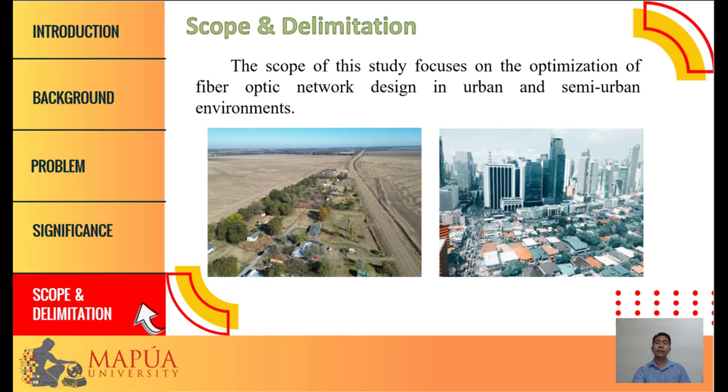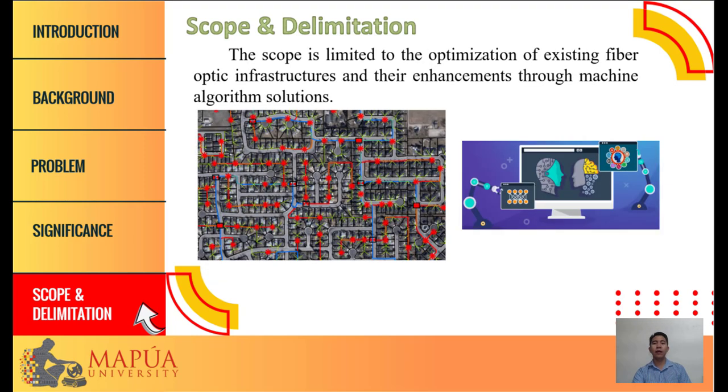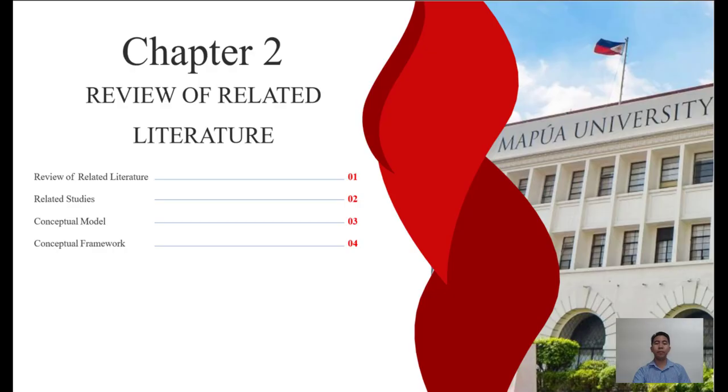This study centers on optimizing fiber network design in urban and semi-urban settings, where complex, dense node distributions present greater opportunities for improvement, unlike rural networks, which typically follow simpler and less optimizable paths. The scope is limited to the optimization of existing fiber optic infrastructures and their enhancement through algorithms.